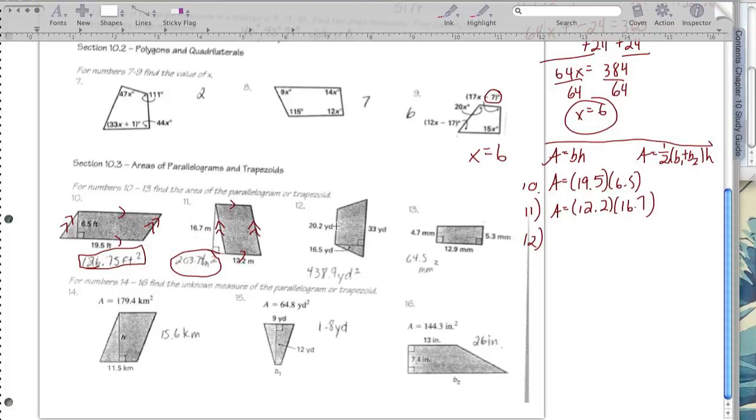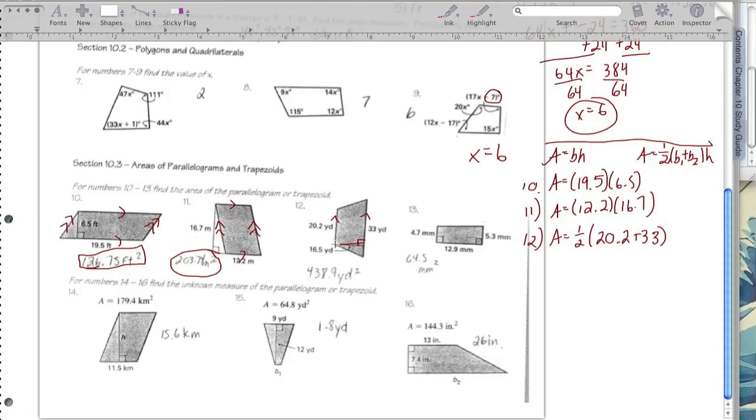Number 12, this is a trapezoid. We have one pair of parallel sides, and these two sides are obviously not parallel, so it's a trapezoid. So I'm going to go ahead and start filling in my formula. I have base 1 and base 2. Now both bases are labeled. It doesn't matter which I choose as base 1 or base 2 because adding is commutative. So 20.2 plus 33.